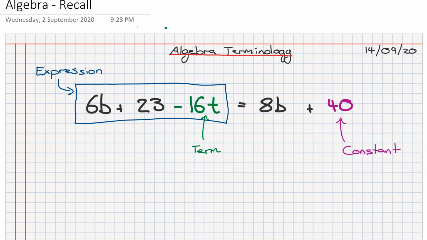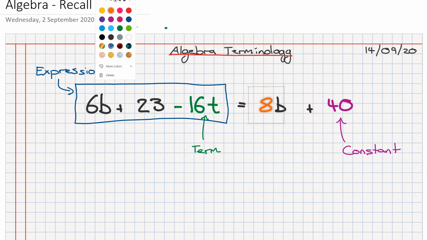Now we've got another type of term as well. Notice that we've got a 6b, minus 16t and an 8b. So these guys, they've got a letter. They're composed of a letter, and they're also composed of a number.